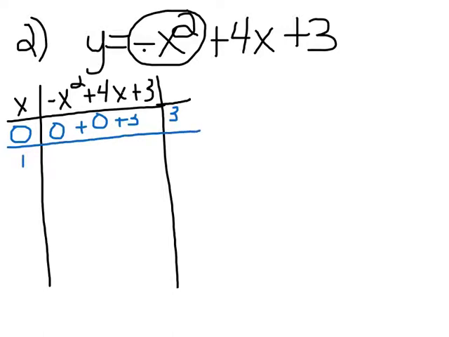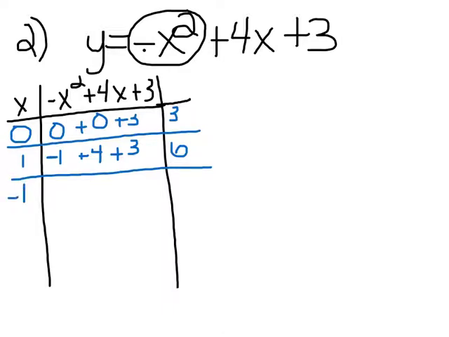Now let's plug in 1. 1 squared is 1, but remember we do have that negative sign on the outside of our x squared. Then we have 4 times 1, which is 4. Now we have our plus 3. This gives us 6. Negative 1, plus 4, plus 3.